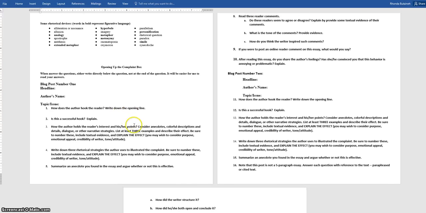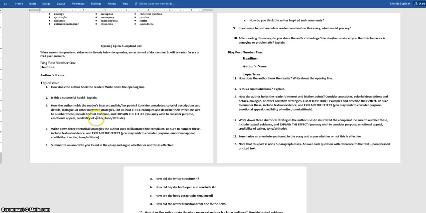Let me see if there's any questions that might be confusing. Hook: is it successful? How does he hold our interest? Here's where students sometimes mess up. Find 3 examples of the narrative strategies and explain the effect. When you're talking about effect, you want to talk about the writer's purpose. Why does he do this? What is he trying to do for us? How's he trying to make us feel? What's he want us to think or believe or understand? That would be purpose.